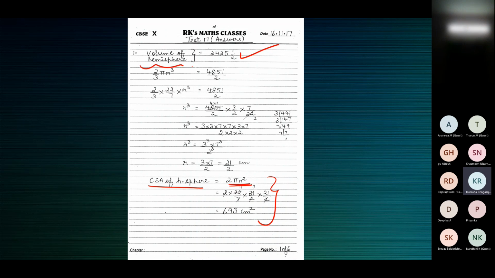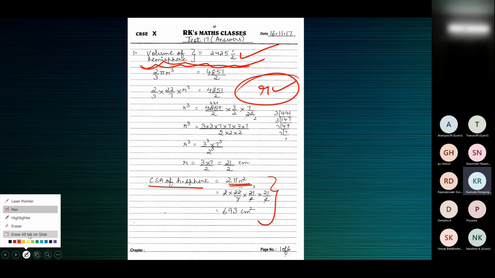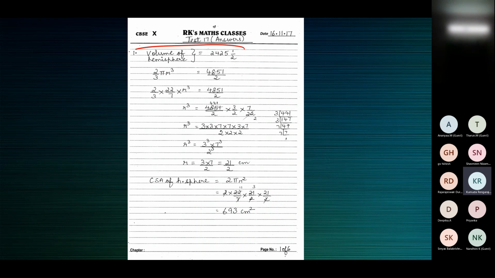Why is this given? When you read the question, it may sound irrelevant. Why is the volume given? They want the CSA. The volume is given because they have not given you the radius of the hemisphere. So they've given you another piece of information like this, using which you should find the radius of the hemisphere.